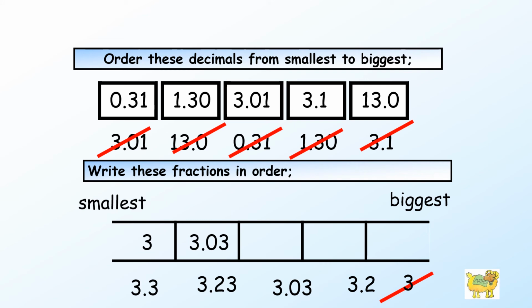And after that, which one here is the smallest? 3 point what? 3.2. Yes, 3.2, and I will cancel it. And after that, 3.23. Yeah, and the last one, 3.3.